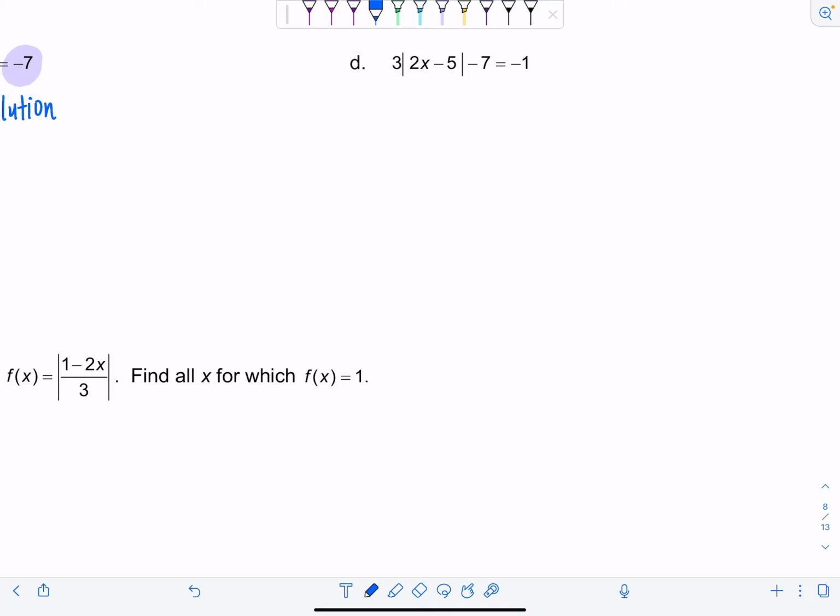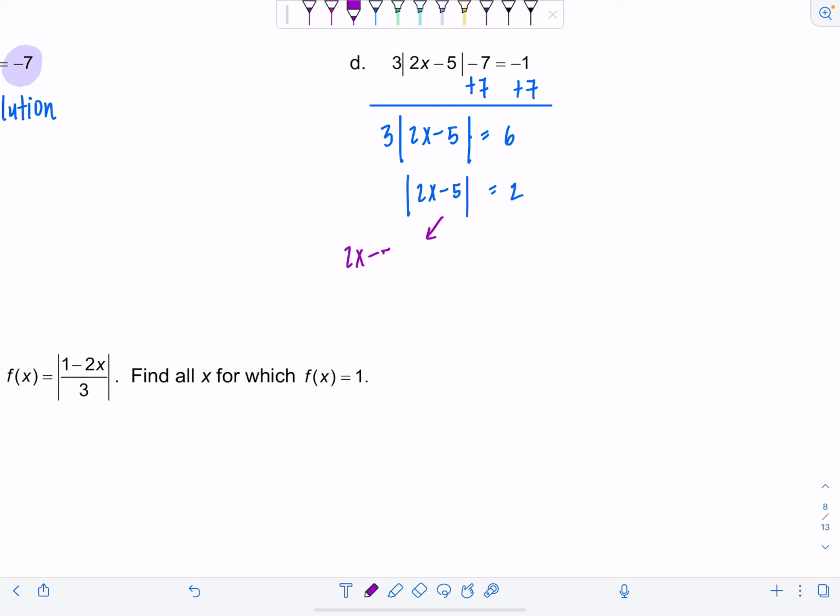Okay, so let's add 7 first to both sides. So we've got 3 times the absolute value of 2x minus 5 equals 6. All right, and then I can divide by 3. So now I have the absolute value of 2x minus 5 equals 2. All right, very good. This is fine because I have the absolute value of something equaling a positive 2. We're allowed to do that. Let's split it into the two cases. So we either have 2x minus 5 equals 2 or 2x minus 5 equals negative 2. Beautiful. Now we solve each of these.